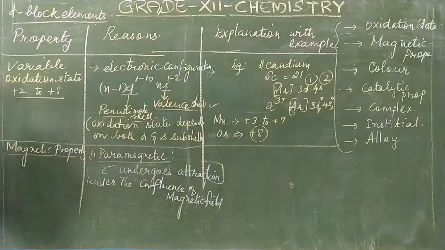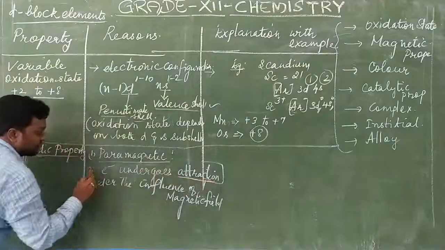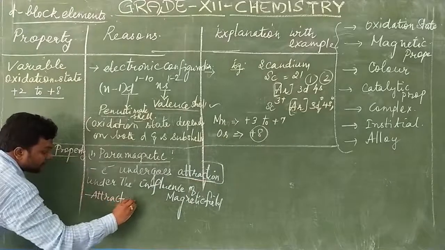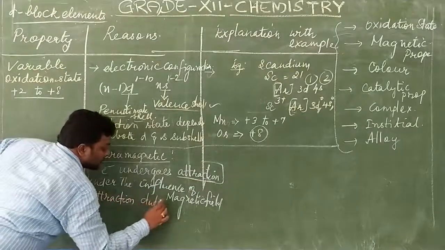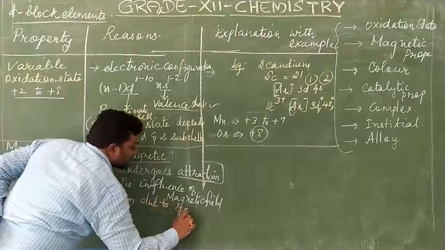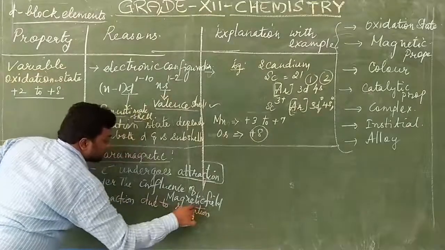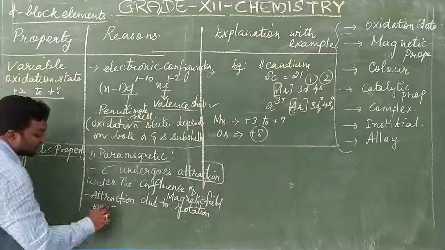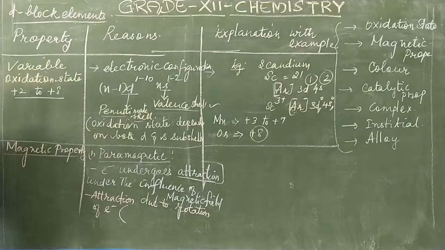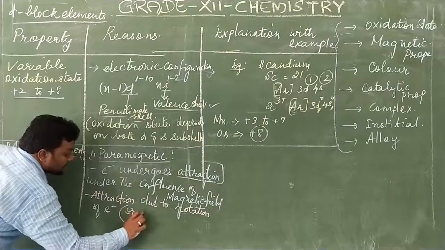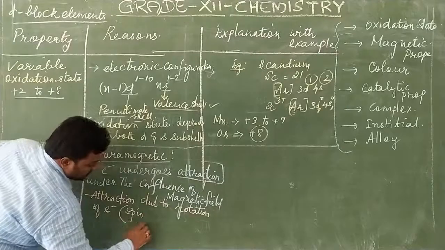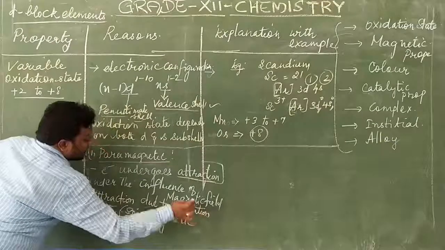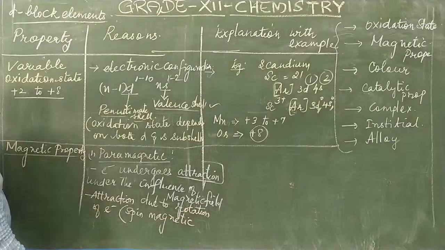Okay, so this attraction, first point, second point, this attraction is due to rotation of electrons. That means the electrons possess the spin magnetic moment. That is due to what? The rotation is exhibited by the electrons as spin.